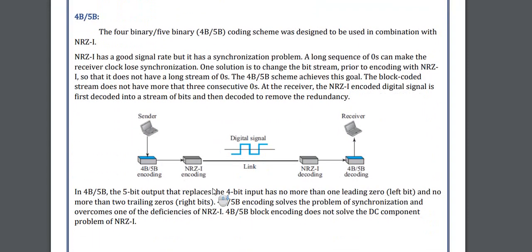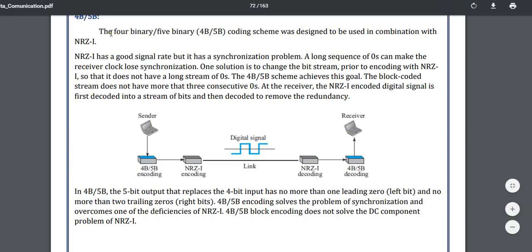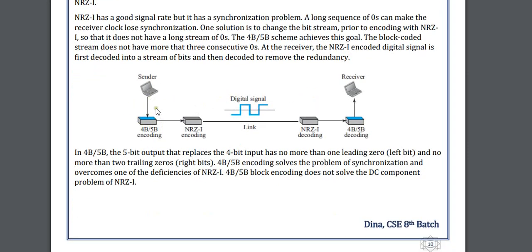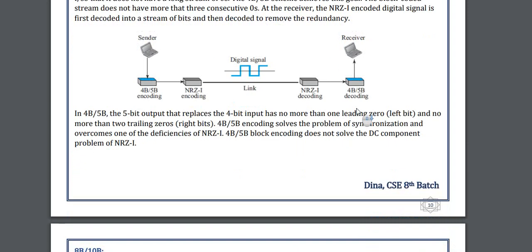Now the 4B and 5B section. The 4 binary and 5 binary coding scheme is known as 4B/5B. In this diagram, we can easily see that the sender is sending the data in 4B or 5B encoding. Then the non-return-to-zero inverse encoding happens, and then it sends the digital signal, then again decoding, and then the receiver gets the output.